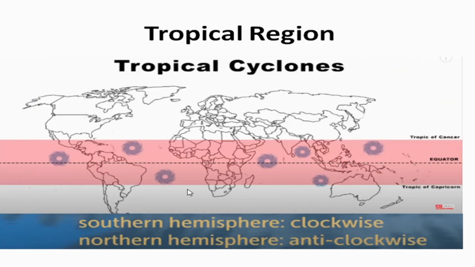So, we have the tropical region. Let's talk about this. This is the map of the globe. We have the break line here. We have the equator. Then we have what is called the Tropic of Cancer, in other words the Northern Hemisphere. We also have the Tropic of Capricorn, which is the Southern Hemisphere. This pink area is called the tropical region. All of the tropical cyclones form in the tropical region.